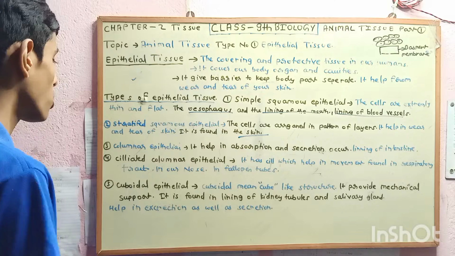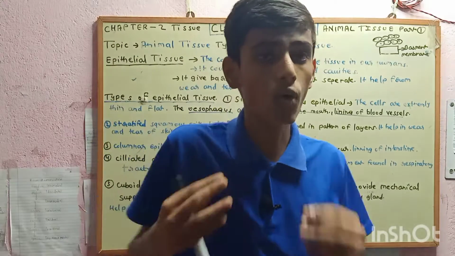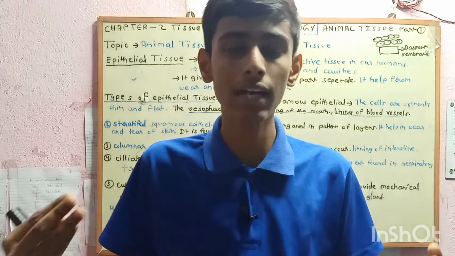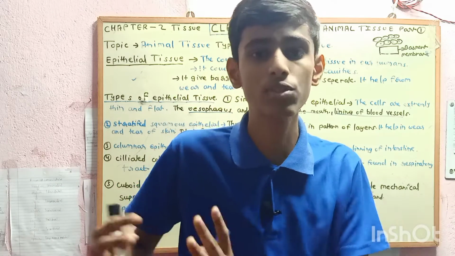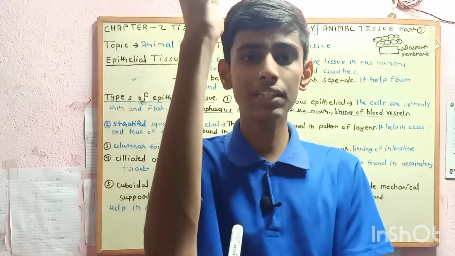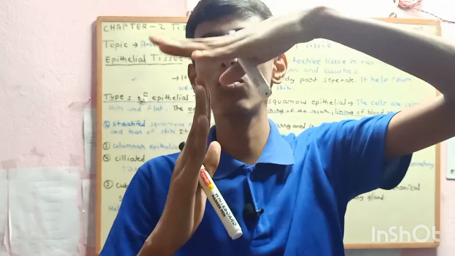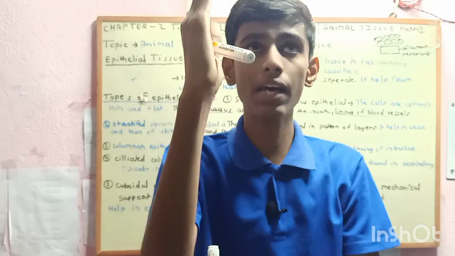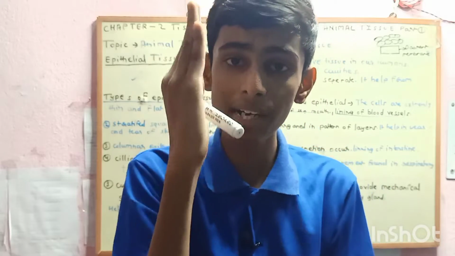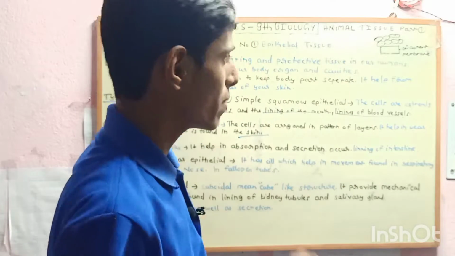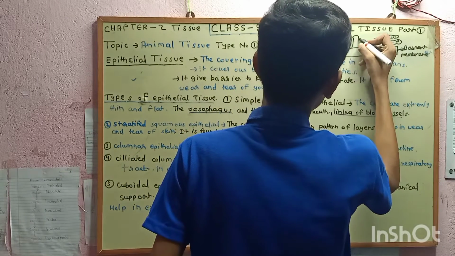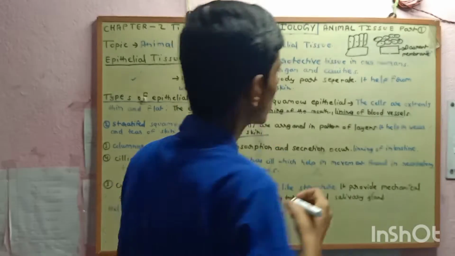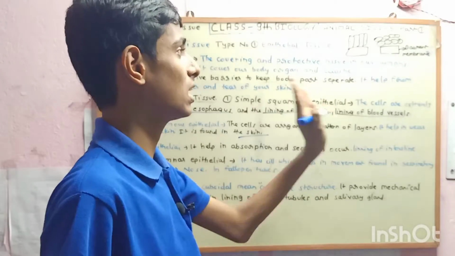So the third one we are going to discuss is columnar epithelium. Columnar means column-like or pillar-like. If you see a house building, there is a standing pillar-like structure which supports the floor. It is a pillar. That is your columnar, a pillar-like structure. In the basement membrane, if the tissue cells are column-like, this is known as columnar epithelial tissue.